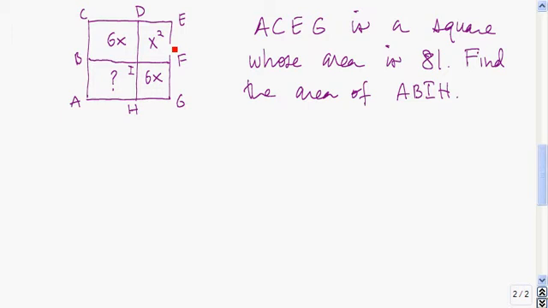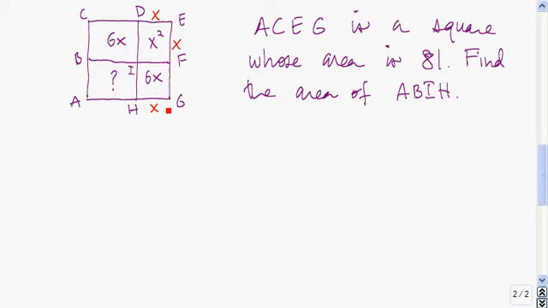So this side and this side, when we multiply, we get x squared as our answer. This side and this side, when we multiply, we get 6x as our answer. So this side length is going to be x, and this side length is also going to be x. Therefore, this side length has to be x as well, because all we have is this vertical segment, so each of these has to be the same length. So if that's x, that needs to be x.